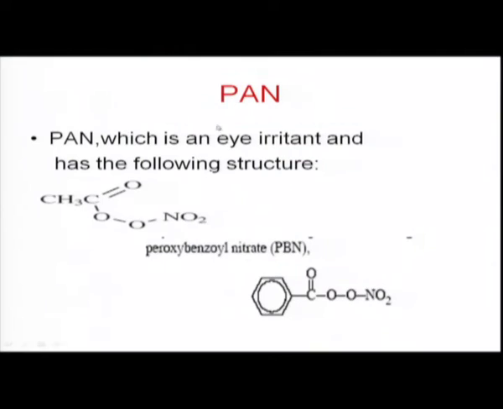PAN compounds are proven eye irritants. If you get exposed, it immediately causes eye irritation. In addition to PAN, peroxybenzoyl nitrate is also possible. For example, if benzene and aromatic hydrocarbons are present, they are also capable of reacting in a similar way, and they form what is called peroxybenzoyl nitrate, PBN. The structure is shown here. This is aromatic, this is aliphatic. So, the PAN compounds are all part of photochemical smog formation. These are the predominant compounds.